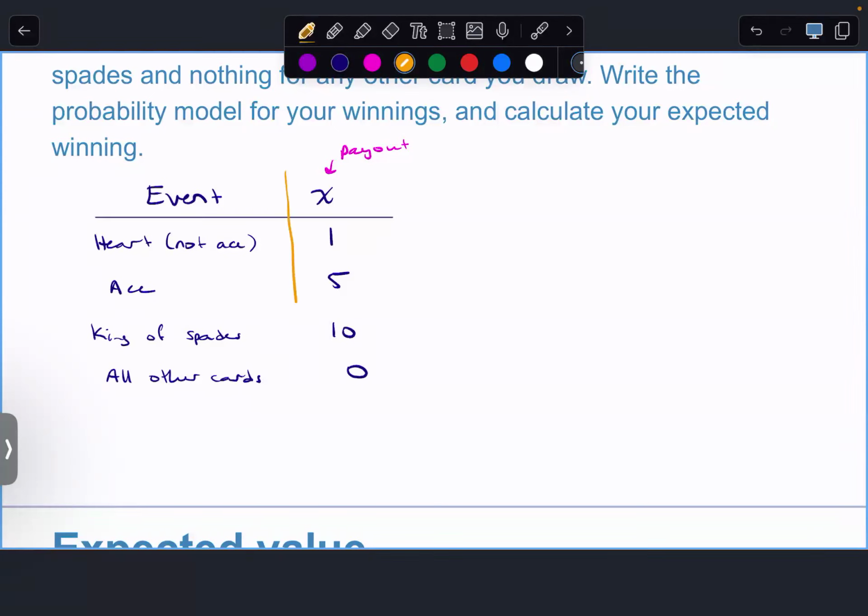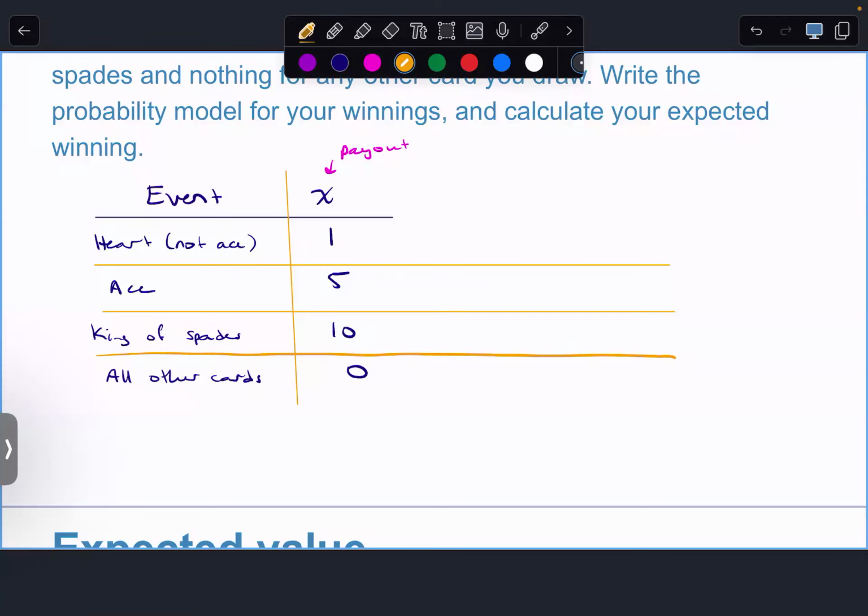Maybe I'll draw a little divider here and put some lines on here so I don't go writing it weird. I got squished as I moved down. Okay.